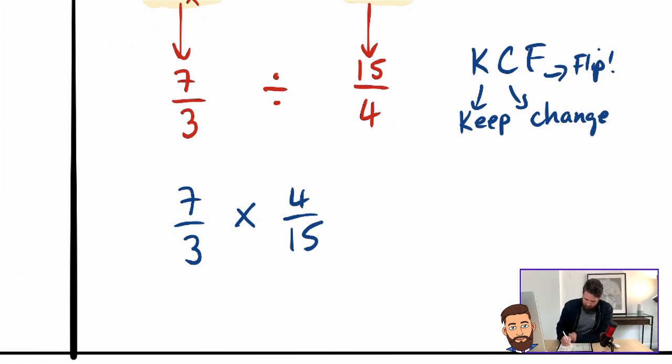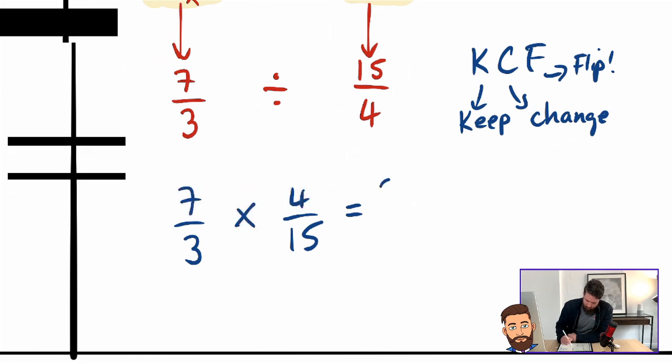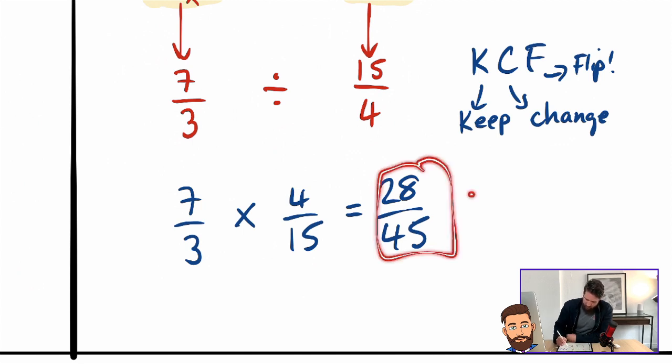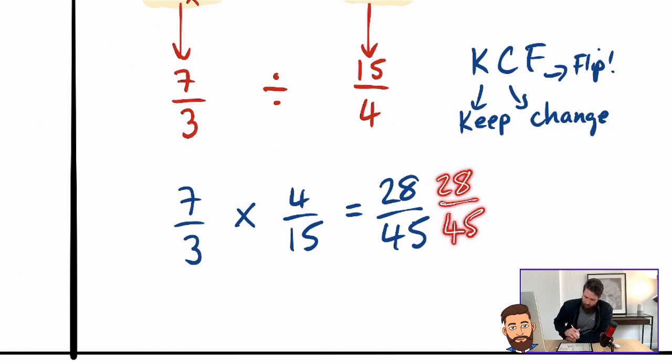Now, it's easy. Timesing fractions is the easiest one, you just times across. So that would be 7 times 4 is 28. And 3 times 15 would be 45. Is it improper? Is it top heavy? No, so we don't need to change it into a mixed. Can we think of any numbers that go into 28 and 45? To simplify, well, no. So this would be your final answer.